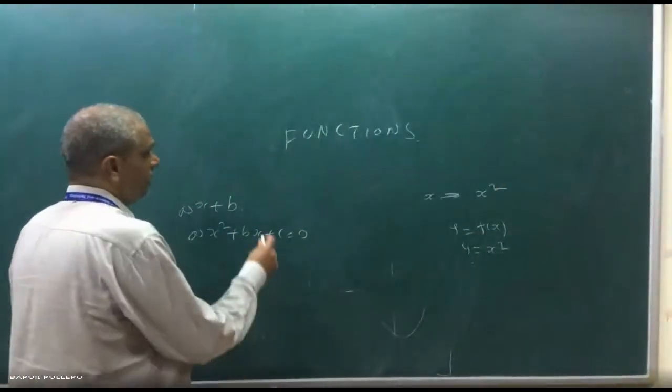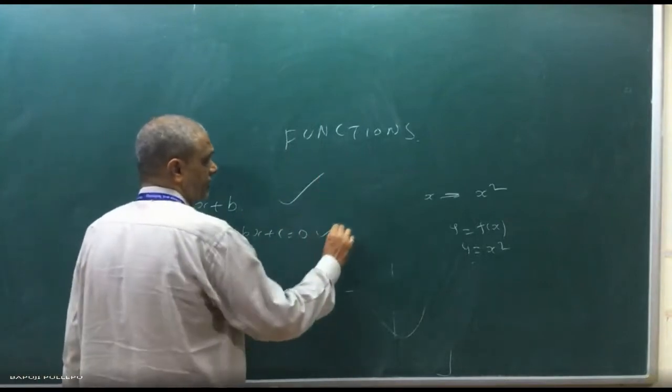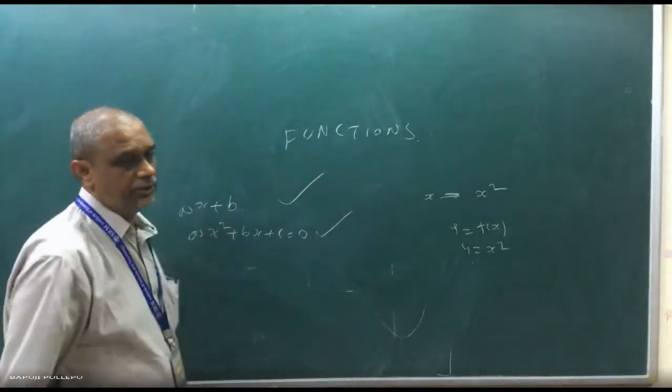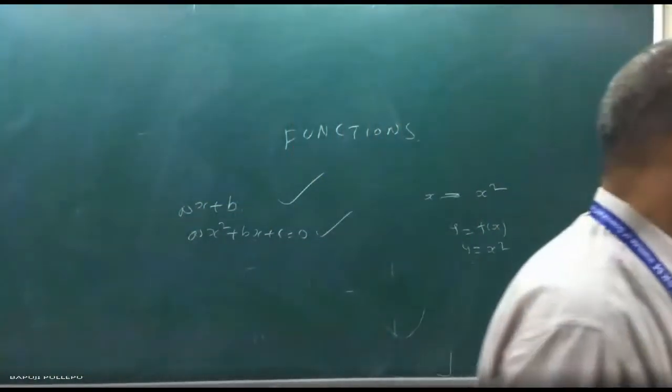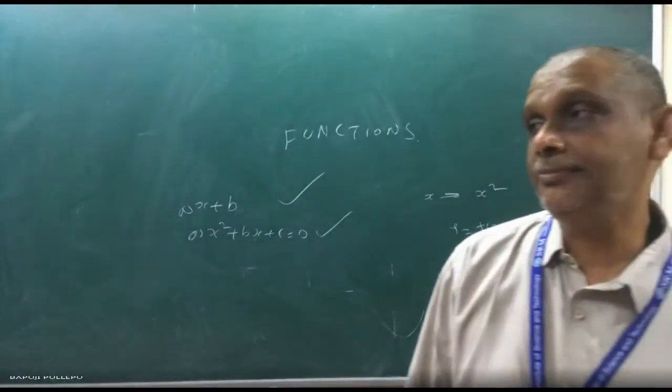Then these are the algebraic equations: linear, quadratic, cubic, biquadratic, pentic, hexic, a lot of things are there. Then the trigonometric equation. What is the combination of trigonometry and algebra?